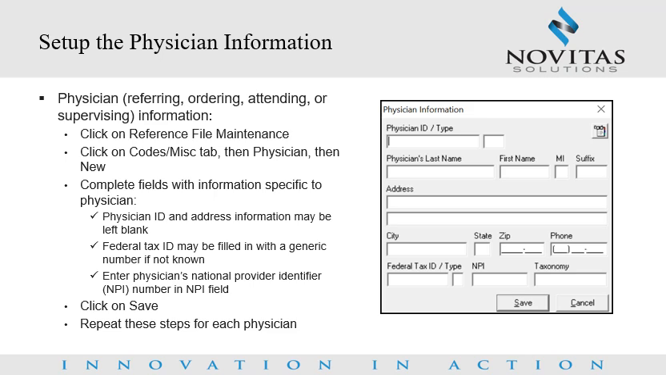The physician ID and address information may be left blank. The federal tax ID may be filled in with a generic number if not known. And the physician's National Provider Identifier or NPI number would be entered in the NPI field. Once all information has been entered for the physician, the provider clicks on Save and repeats these steps for each physician.